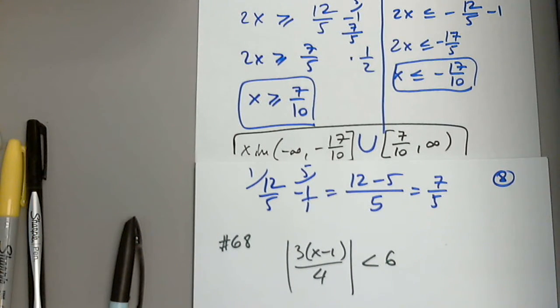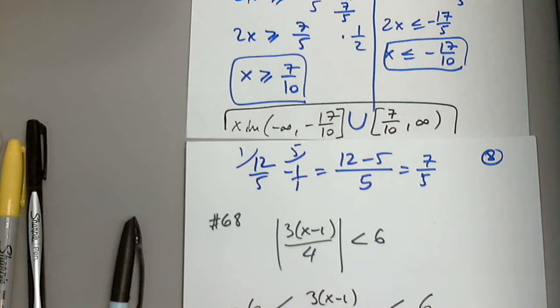Okay, so what do I write for this? Negative 6, very good, and 3 parentheses x minus 1 over 4. That's it. Now, if this were greater than 6, what would you have said? Less than negative 6. And the other one would have been? That's it. That's the only difference. There are only two types.